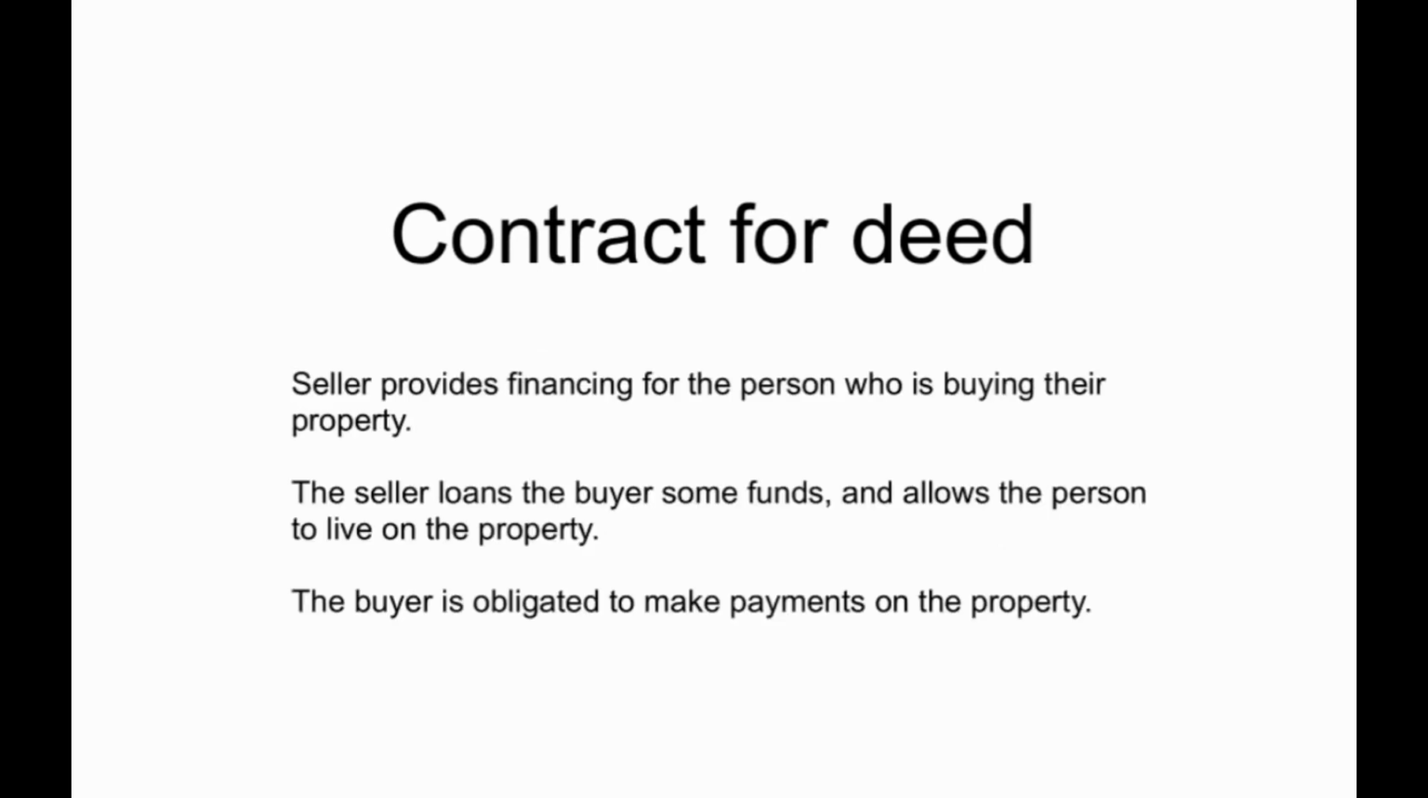Seller provides financing for the person who is buying their property. The seller loans the buyer's funds and allows the person to live on the property. The buyer is obligated to make payments on the property. That's simple. I get the feeling that before we got on this call, it was a lot more complicated in your head than it is now.